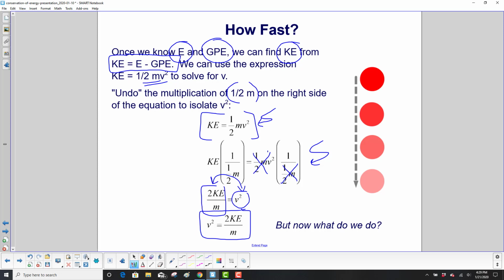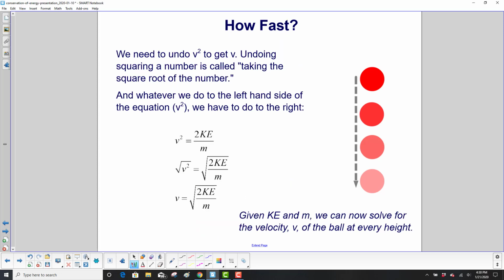But what do we do now? We need to undo v squared to get v. Undoing squaring a number is called taking the square root of the number. And whatever we do to the left-hand side of the equation, which is v squared, we have to do to the right. So here's our equation. We take the square root of both sides. This is the square root sign. The square root of v squared is just going to be v. So v will equal the square root of 2 times KE over m. Once we have the kinetic energy and m, we can solve for the velocity of the ball at every height.